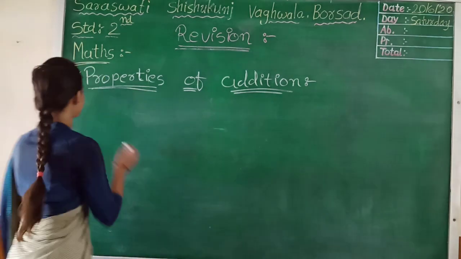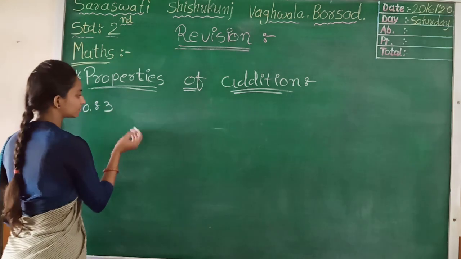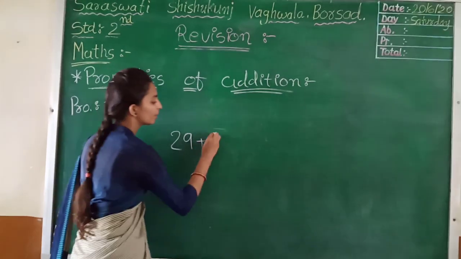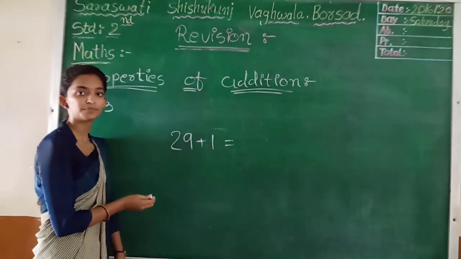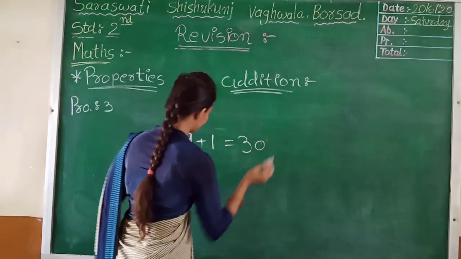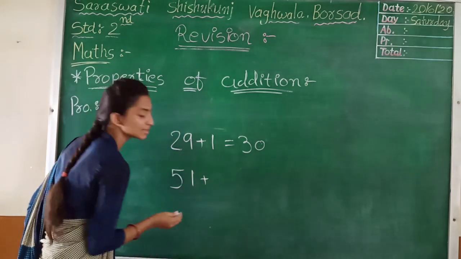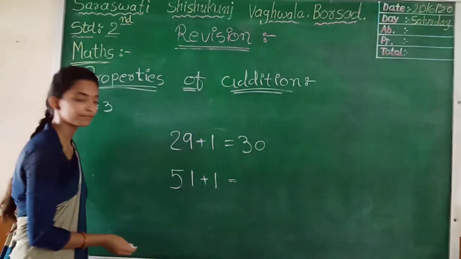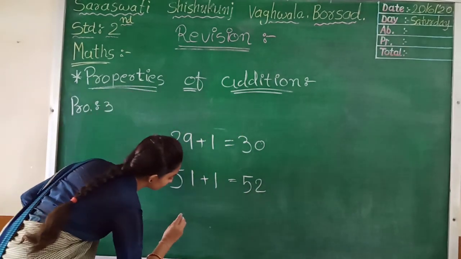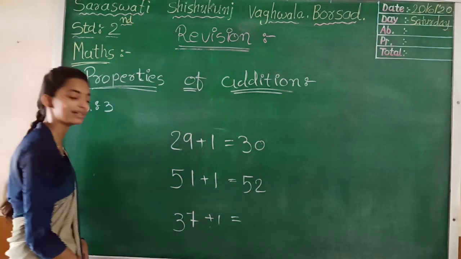Let's see the third property. See the example. 29 plus 1. Which number comes? 29 plus 1 equal to 30. Now see another example. 51 plus 1. Which number comes? 52. For example, 37 plus 1 equal to 38.